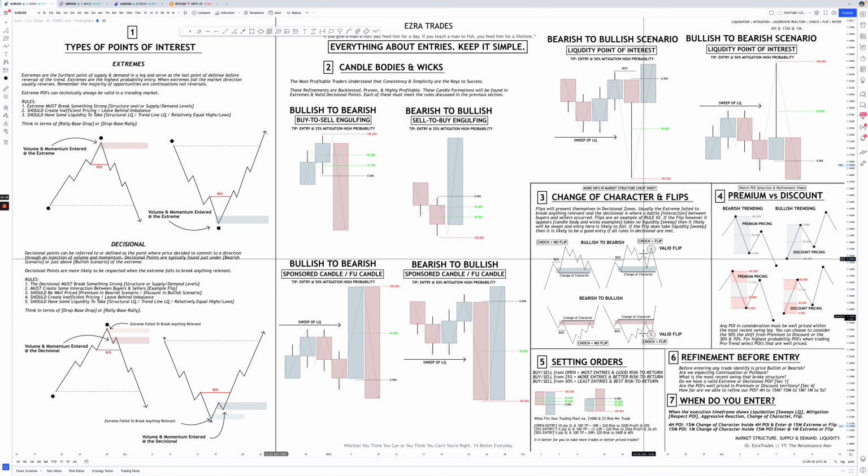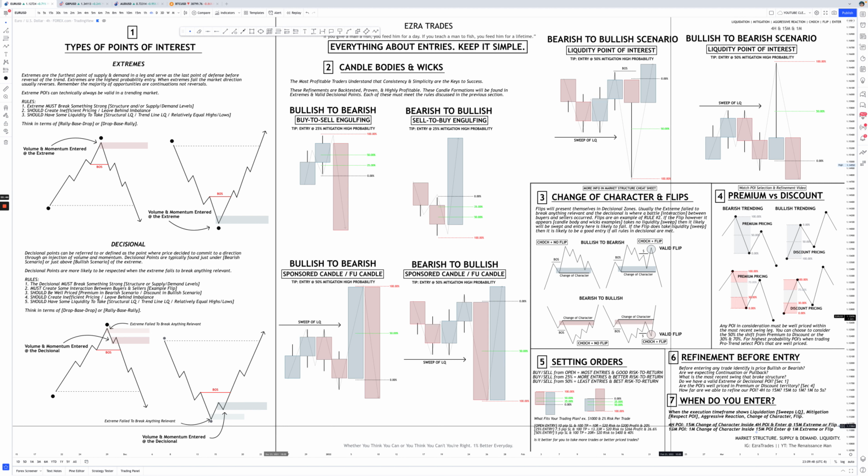And remember, now that area has to what? Meet these rules. Has to break something relevant, has to leave behind inefficient pricing, has to have some liquidity to take, right? You are now doing this all over on that execution time frame.